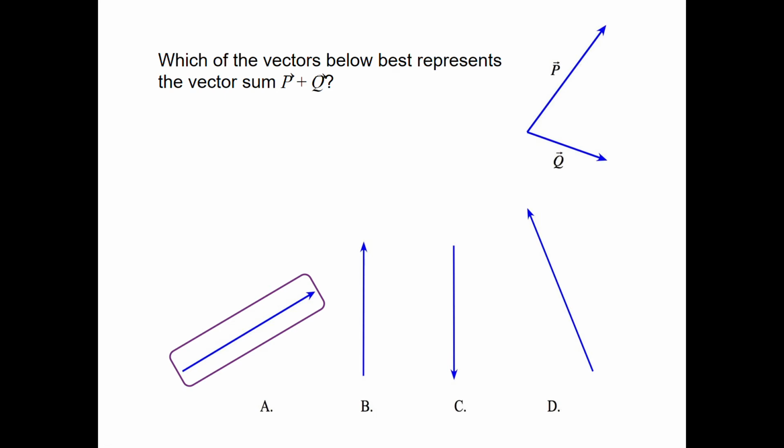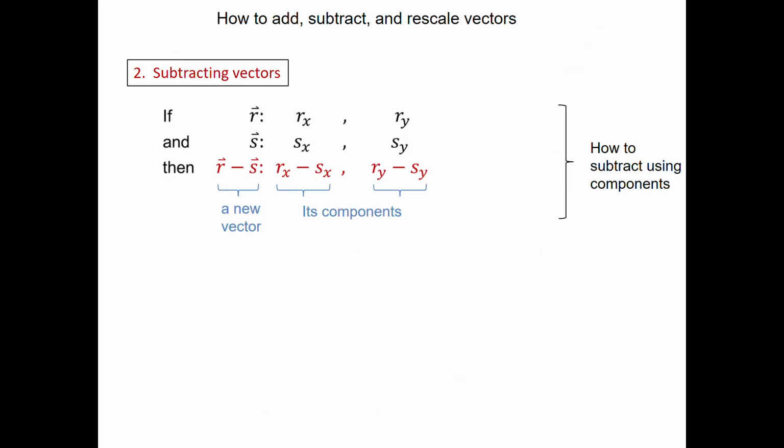To use the tip to tail method, you have to do some mental gymnastics and move those around in your mind. So that's not the best method here.